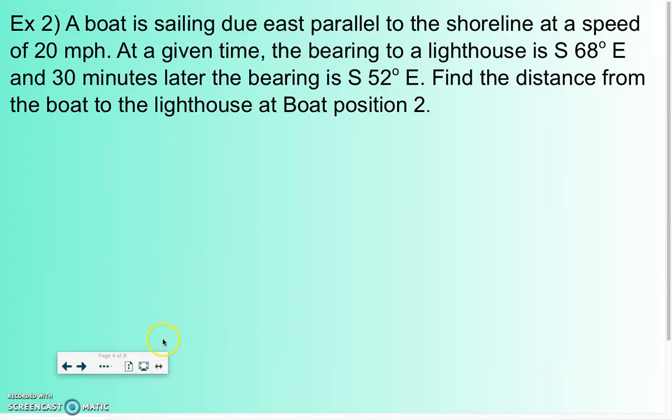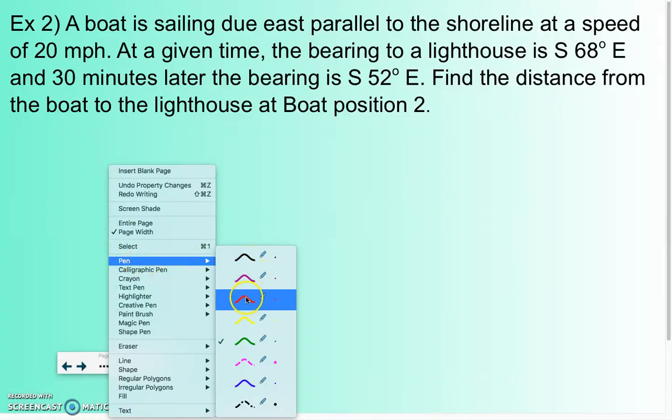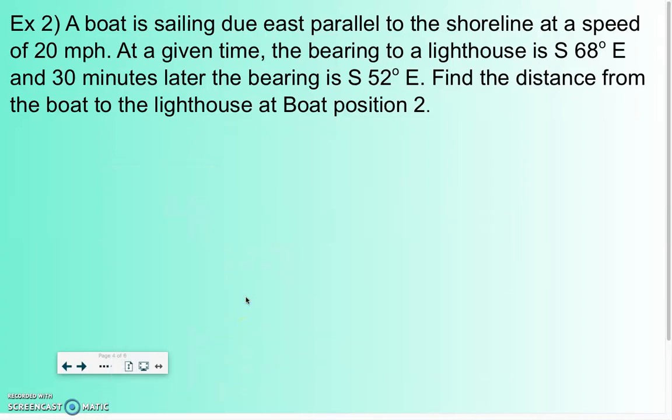Alright, welcome back. We're going to finish part 2 of the video dealing with applications of law of sines and law of cosines. So another example here. A boat is sailing due east parallel to the shoreline at a speed of 20 miles per hour. And at a given time, the bearing to a lighthouse is south 68 degrees east, and 30 minutes later, the bearing is south 52 degrees east. Find the distance from the boat to the lighthouse at boat position 2.